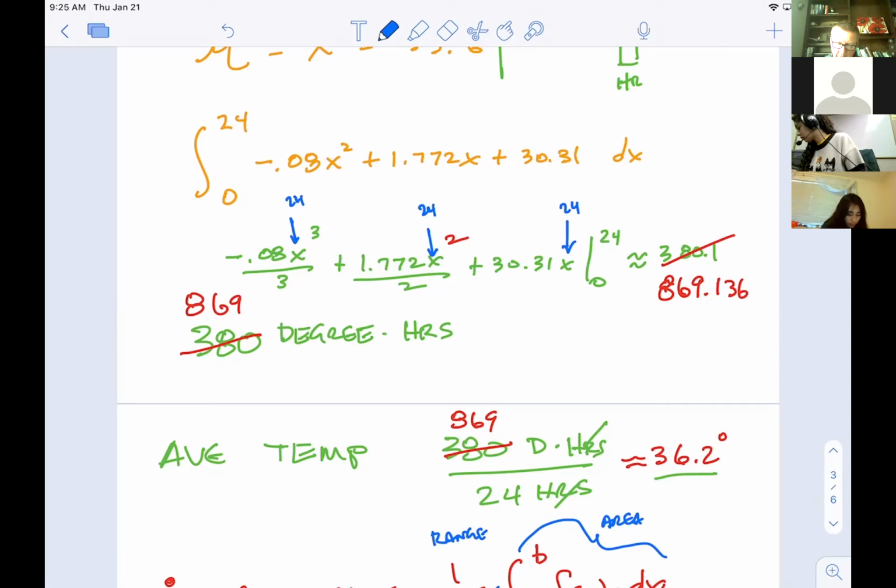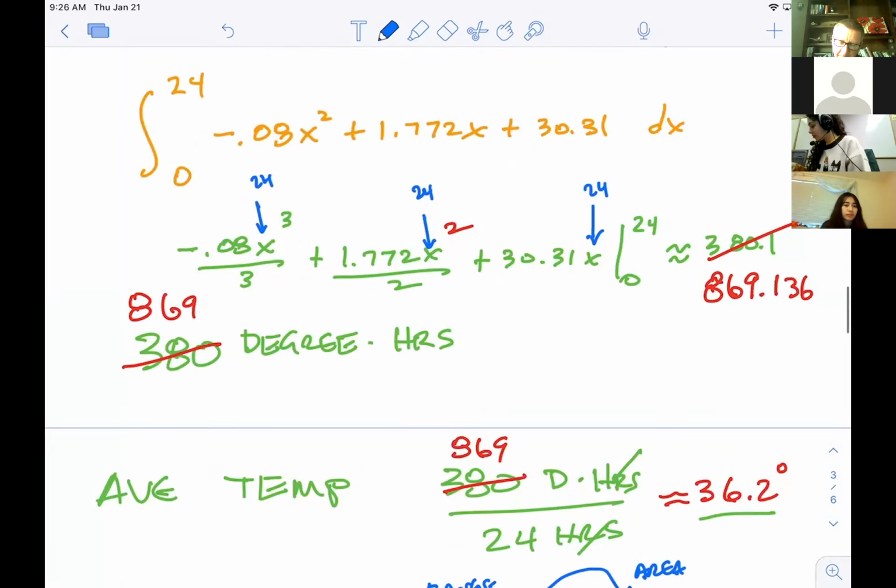Yep, negative 368. And so then I do 24 to the second power, and then I multiply that by 1.772, and then I divide by 2, and then I just add the 30.31 onto there. That's also multiplied by 24 though. There we go. Because it grows with x. Okay, I got it now. Thank you. Good. I'm glad somebody besides me made a dumb mistake today.